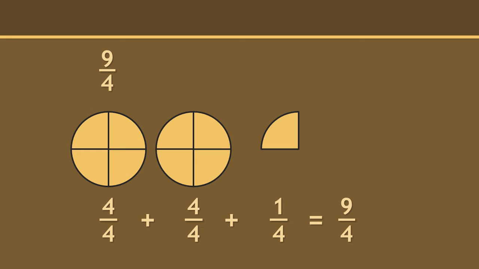So 4/4 plus 4/4 plus 1/4 gives us 9/4. Now we're going to take that improper fraction and we're going to rename it. And the first thing we're going to do is take our wholes, and we have 2 wholes. We have 4/4 plus 4/4, so that's going to give us a 2, and then we have that 1/4 left over, and so we add that onto the 2, and so our 9/4 can be renamed as a mixed number of 2 and 1/4.